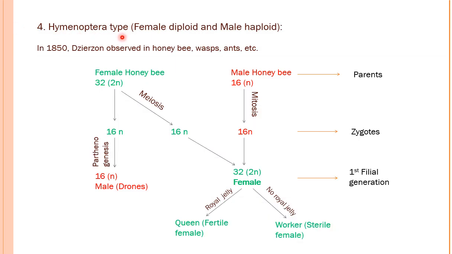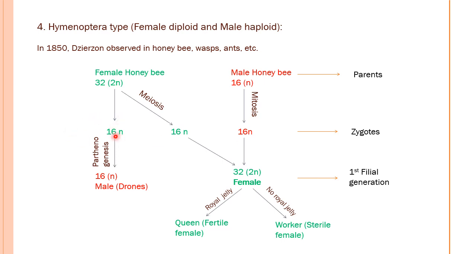Fourth type is Hymenoptera type, where females are diploid and males are haploid. In 1850, Dzierzon observed this in honeybee, wasp, and others. In case of honeybee, females are diploid and males are haploid. By the process of meiosis, the female gives rise to a haploid set of gametes, whereas by the process of mitosis, the male produces a haploid set of gametes.